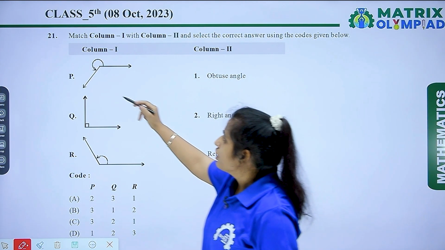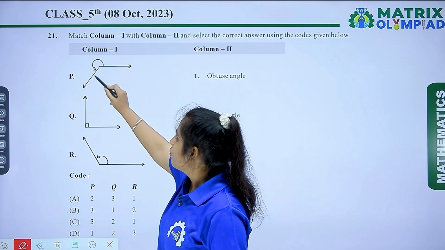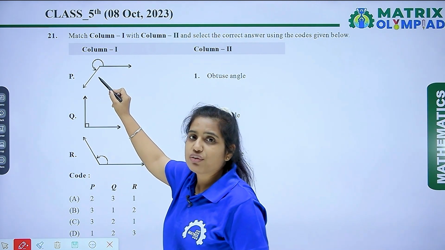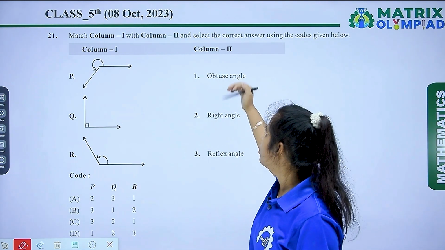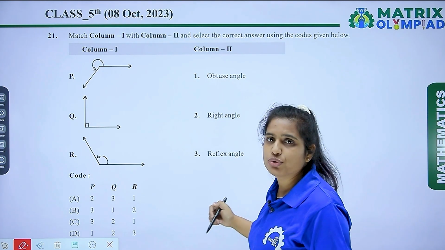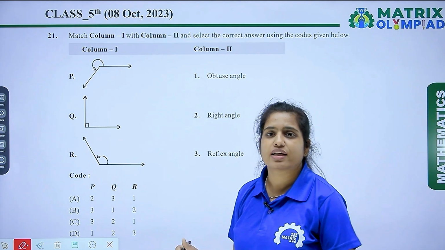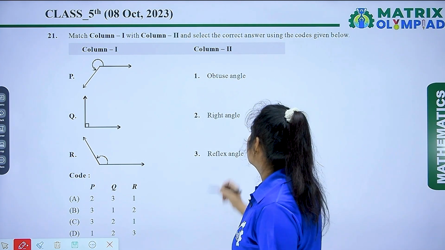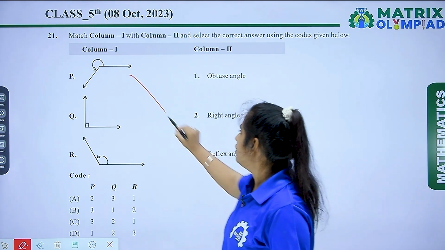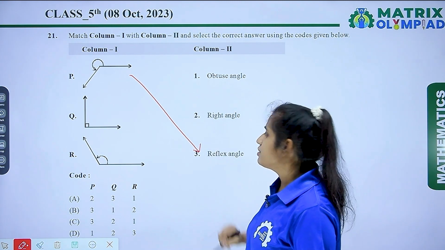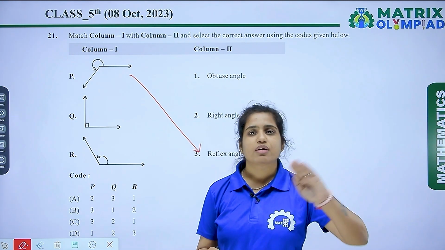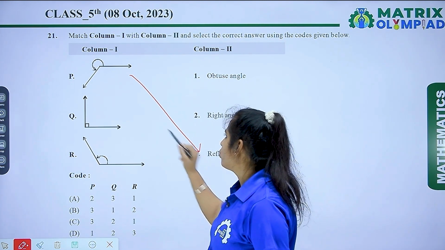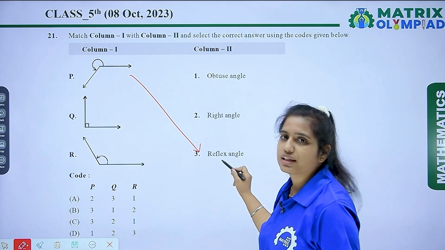So here in P we can see that the angle is greater than 180 degree. So out of these 3 options in column 2, we have to identify which angle has the measure greater than 180 degree. So here it is reflex angle, which is having the measure of more than 180 but less than 360. So answer of P is 3.